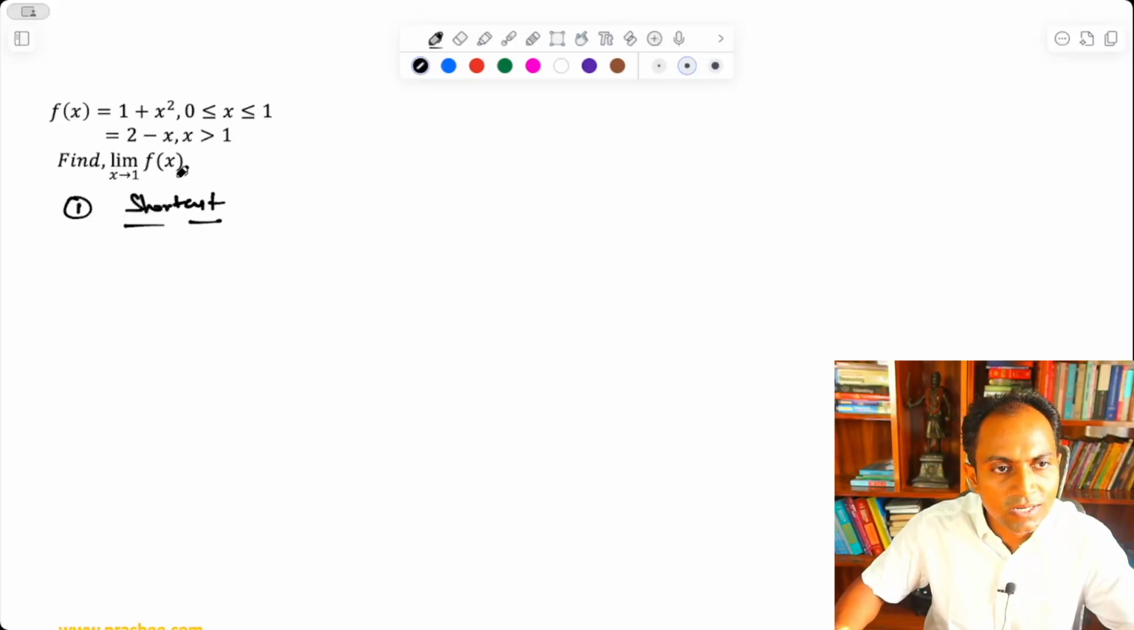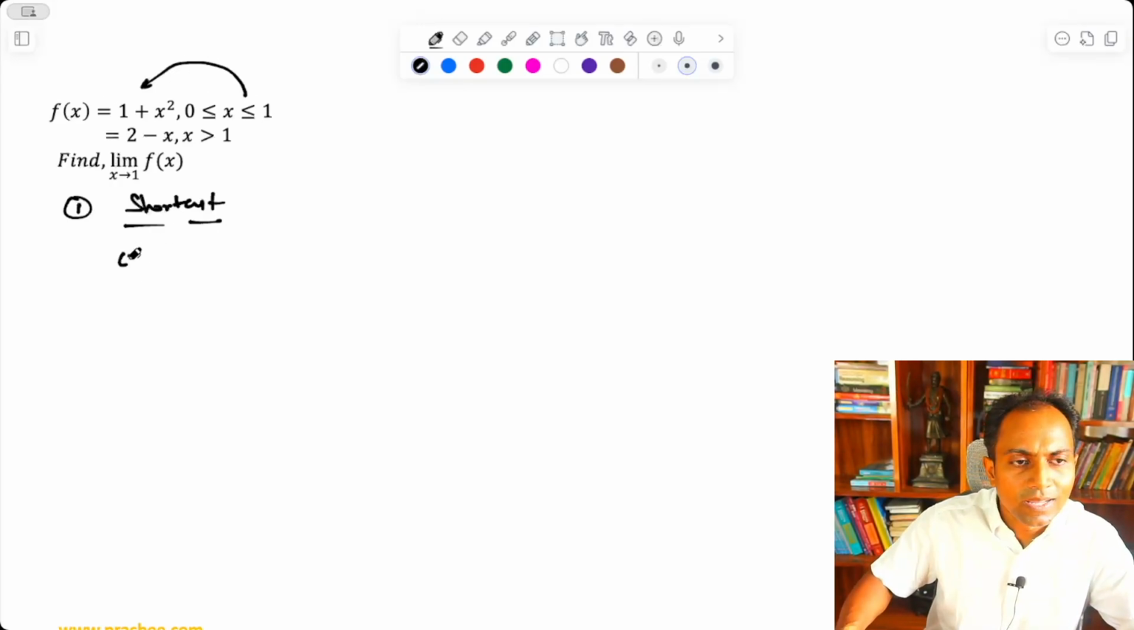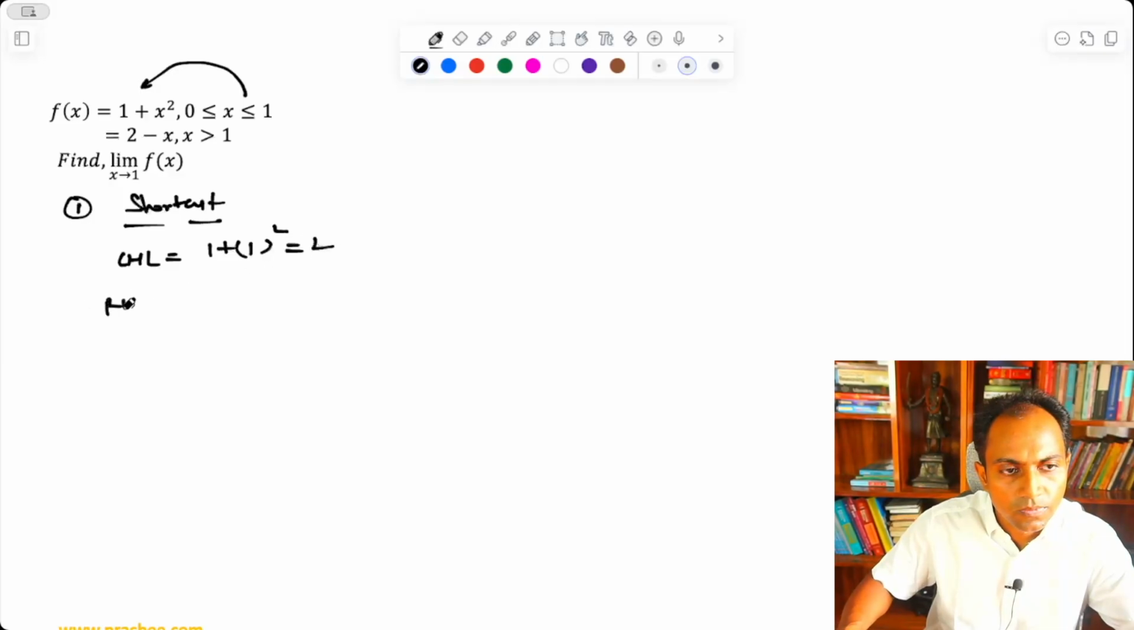So, for shortcut, if I am looking at 1, this is my 1. You can see that here the function is changing. Only do this if the function is changing, otherwise you can do direct substitution also. So, if I want to find LHL, I can put directly 1 here. It will become 1 plus 1 square. Answer comes out to be 2. If I want to find RHL, I will take 1 and put it here. This becomes 2 minus 1. Answer becomes 1. So you can see that both of these are not equal.